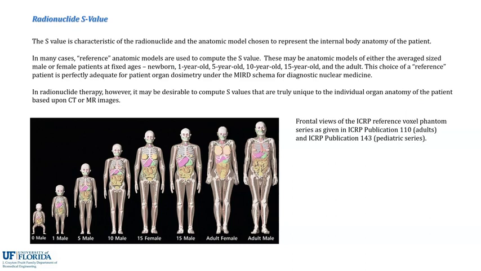Looking at the radionuclide S value, this is a characteristic of the radionuclide and the anatomic model used to represent the internal anatomy of your patient. In the vast majority of cases historically, especially for diagnostic, we use what are called reference anatomical models to compute what this S value is. And so they're again borrowed from radiological protection. You have a series of essentially 50th percentile patients at the newborn, 1 year, 5 year, 10 year, 15 year, and adult, male and female.